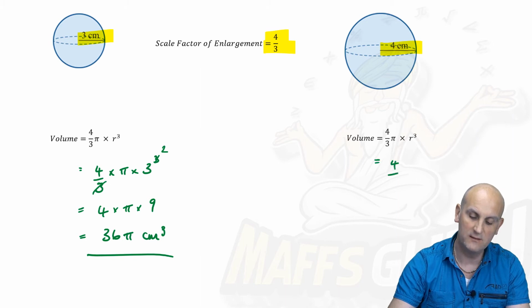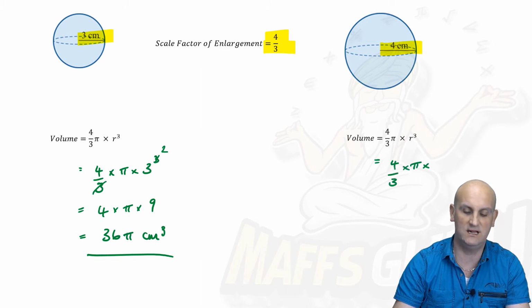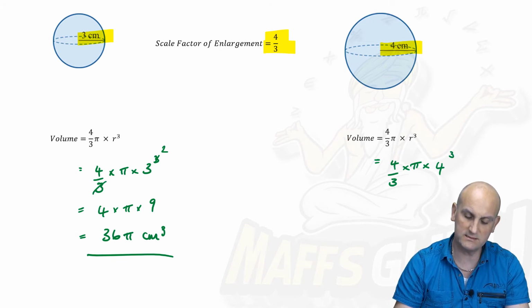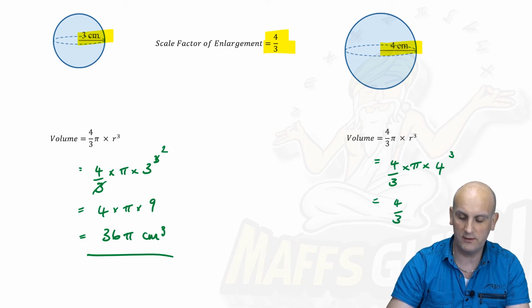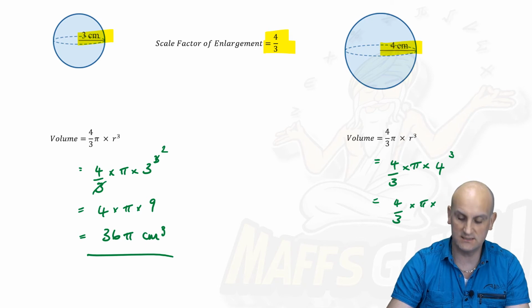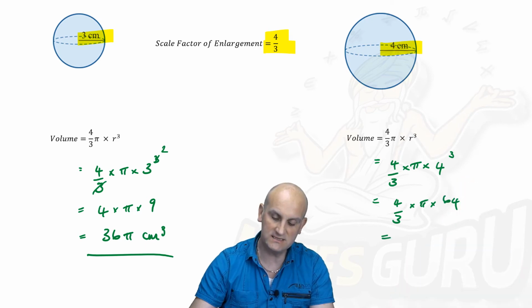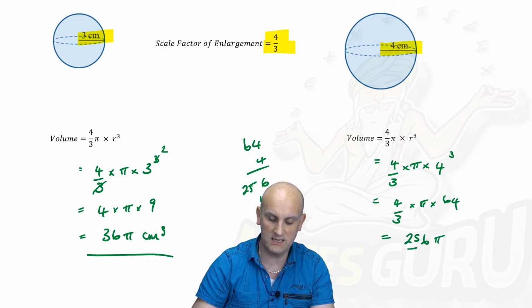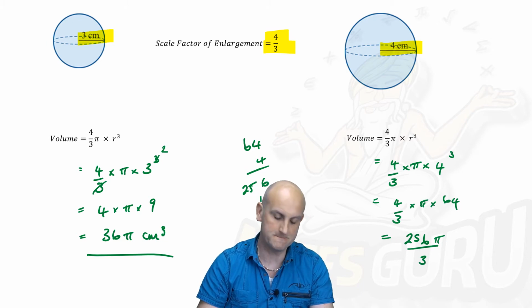Okie dokie. What about my volume for this one? Now, this is just basic algebra, guys. If you're wondering what he's done there, that's going to become 4 cubed. So that's going to give me 4 on 3 times pi times 4 cubed: 4 times 4 is 16, times 4 is 64. So that's going to give me 64 times 4. Oh, that's going to be hard. 4 4s are 16, 6, 12, 18, 24, 256. 256 pi on 3.